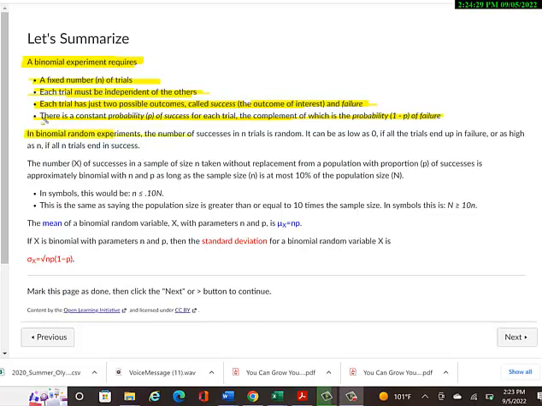In binomial random experiments, the number of successes in n trials is random. It can be as low as 0 if all the trials end up in failure, or as high as n if all n trials end in success.